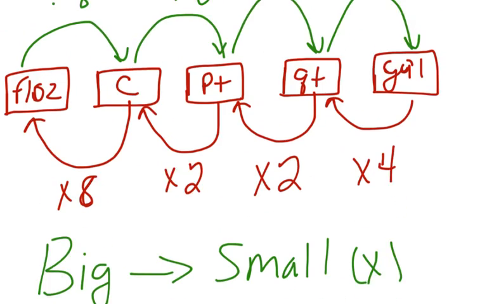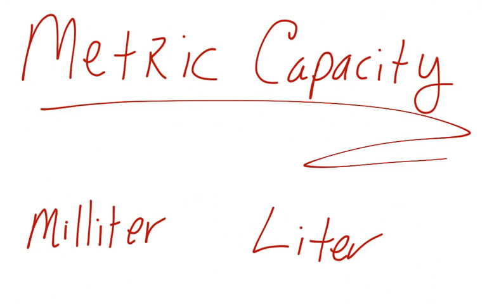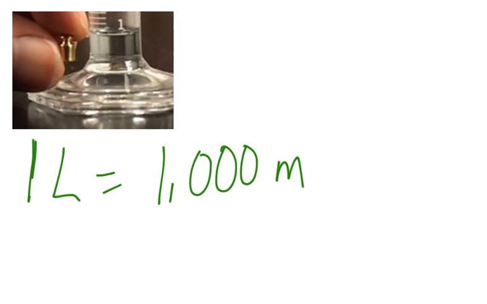So make sure you get a good look at that. Now, when we talk about metric capacity, we're talking about liters and milliliters. So a milliliter, 1 ml, is very small. I said that wrong. 1 liter is equal to 1,000 milliliters.